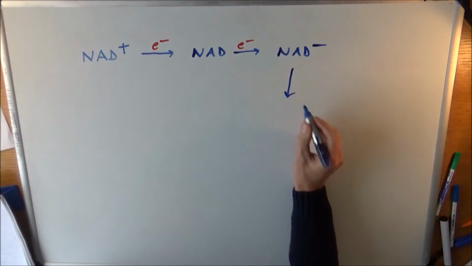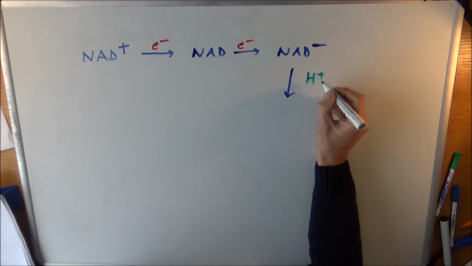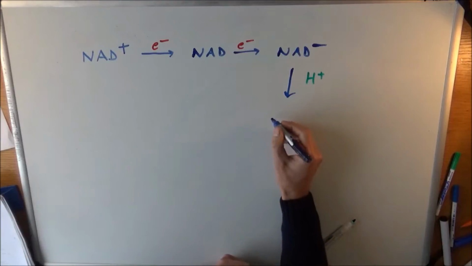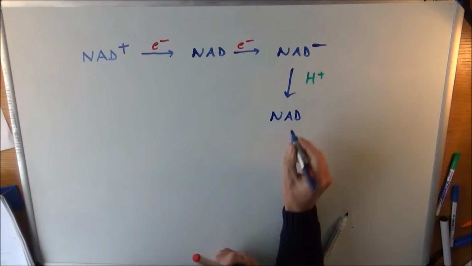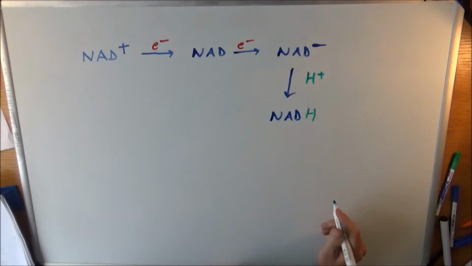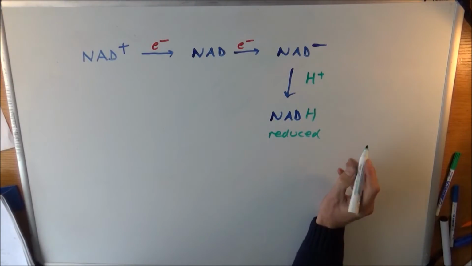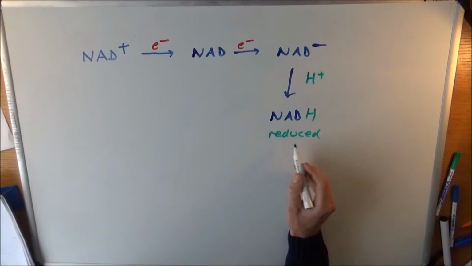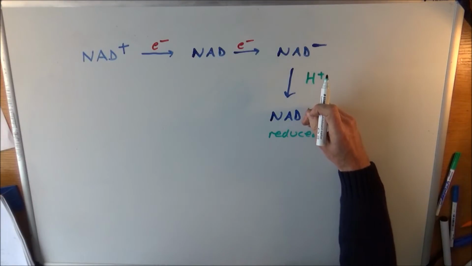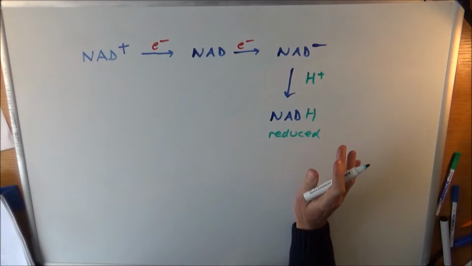And then if we add an H plus ion, a proton, we get NAD with a hydrogen, but there's no charge because the positive and the negative cancel out. Now that is what we call the reduced form. So again, you can write it as reduced NAD if you're very clear, or you can write it NADH. They both mean the same thing.